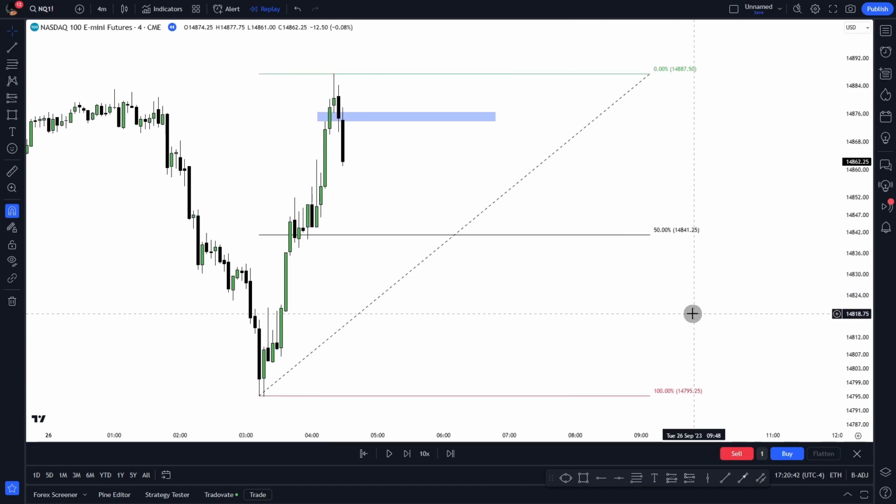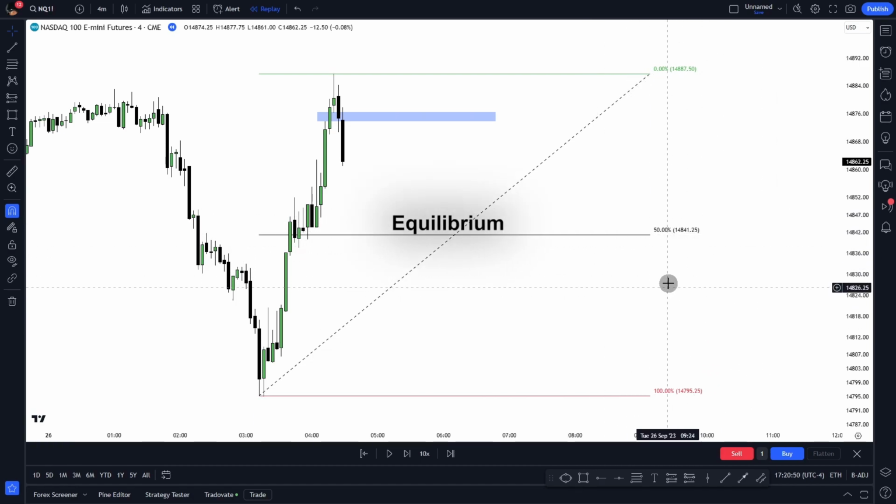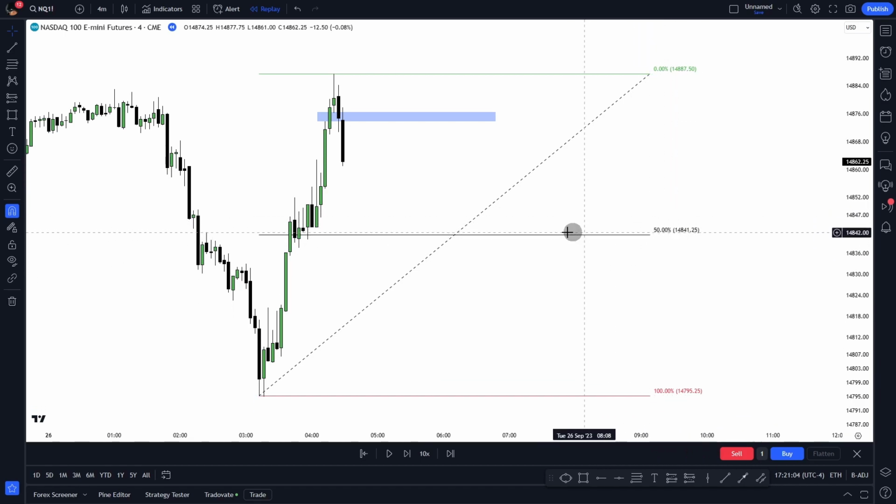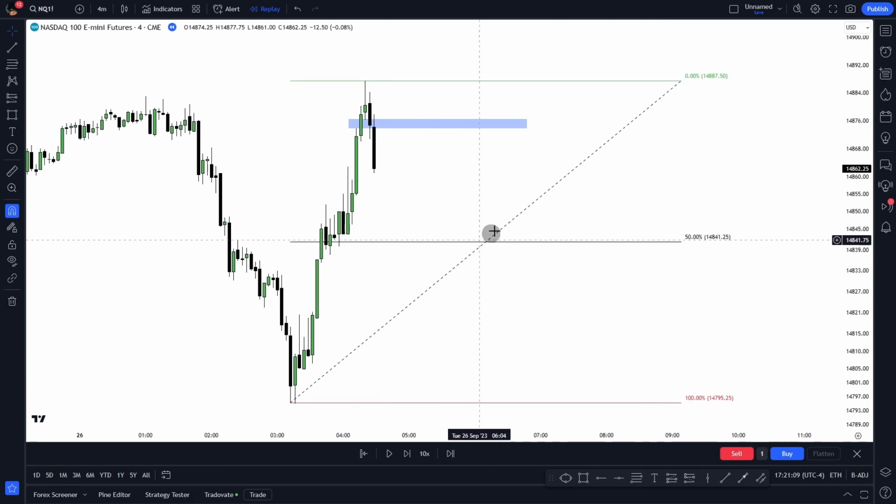Okay, ICT always recommends to use the equilibrium. The 50% level is also referred to as equilibrium, in case you were confused about that. That is what it is. The 50% level of the premium discount Fibonacci tool is called equilibrium. Okay, and ICT always suggests using that as your profit target, because price likes to consolidate around this area or reverse.